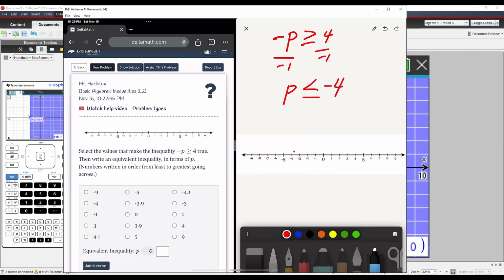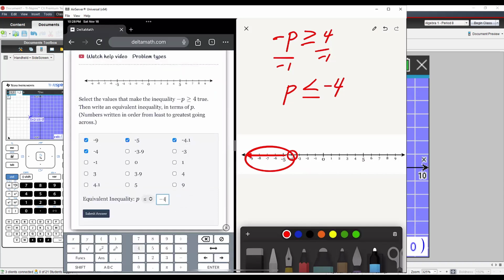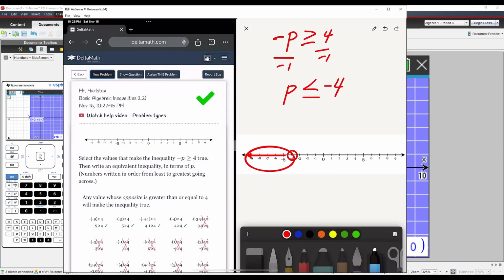So we would come to -4, and our arrow is going to go, that's not very good, it's going to go this way. So any number that's less than or equal to -4 is an answer. So we would go here to -4, click on that one, this one, this one, this one, and that's it. We would write this down here as less than or equal to -4. Boom, submit it, says nice job.